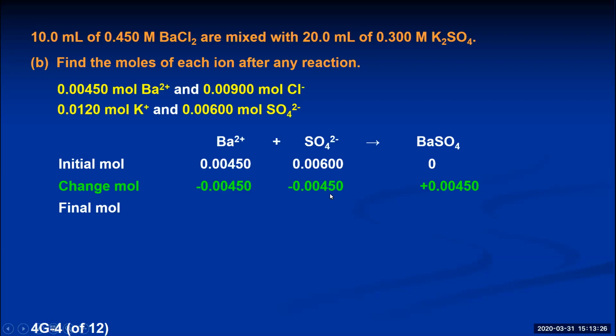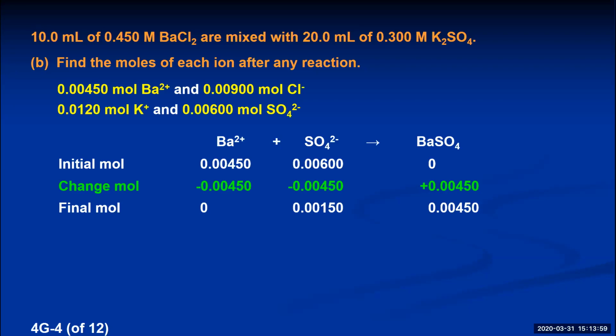Remember what we said about this change line when we're doing our stoichiometry. What's this ratio? 1-to-1-to-1. Why is that? Because the coefficients in the balanced equation are 1-to-1-to-1. The coefficients in the balanced equation are always going to equal the exact same ratio as the amount of chemical change that takes place. So if we subtract now, there aren't going to be any barium ions left in the solution. You'll have a little bit of sulfate ions left, 0.00150. And if you want to know how much solid is going to be sitting at the bottom of that container, there's going to be 0.00450 moles of precipitated barium sulfate.